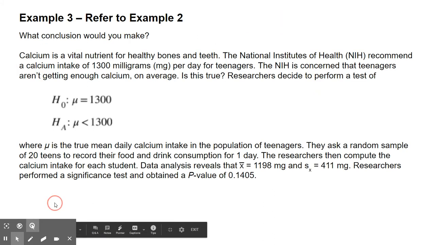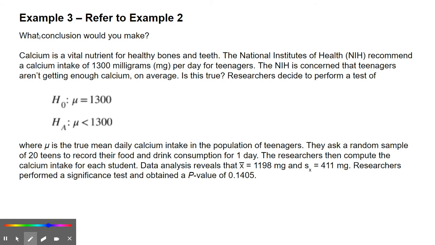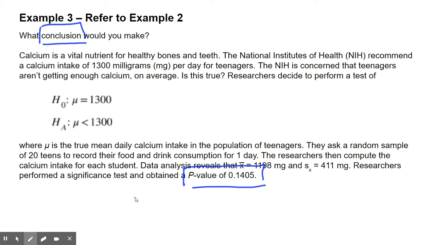All right, so let's talk. Refer to example 2. What conclusion would you make? So this is about the conclusion. I've just recopied this problem down, right? This is about the whole calcium and getting enough. And again, our p-value is 0.1405. So the first sentence is going to be talking about, is this a small p-value or a large one?